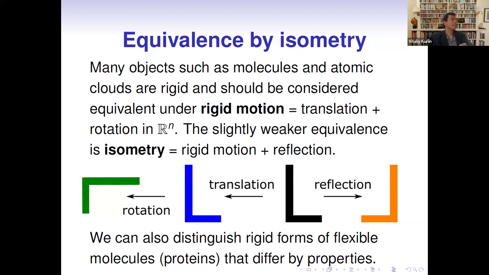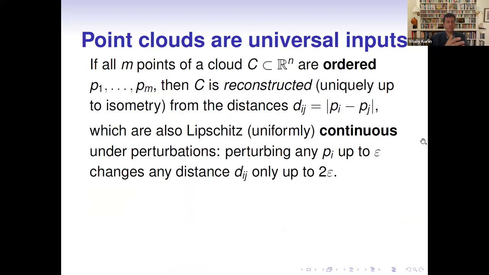Any questions so far? Okay, so I have motivated the equivalence, rigid motion or isometry. Now, more specifically, what objects do we consider?